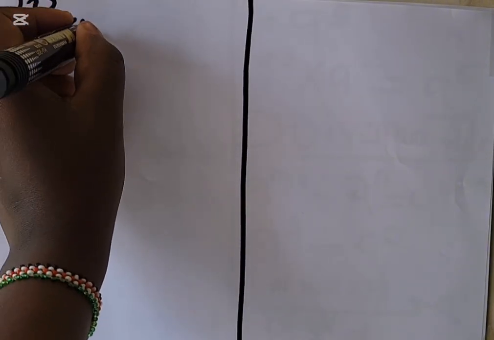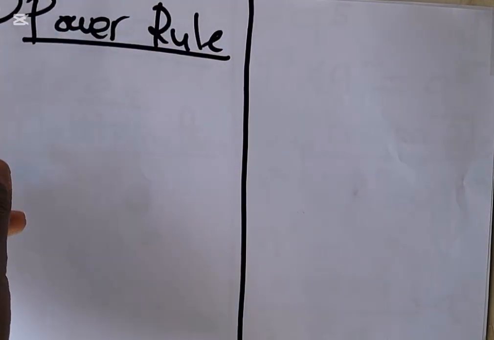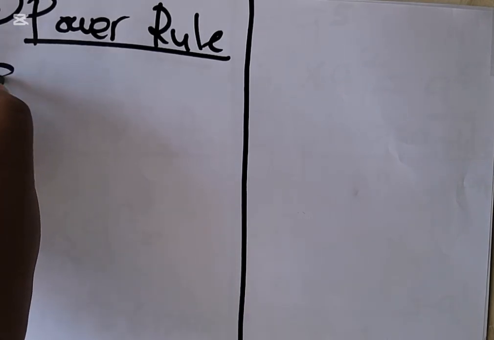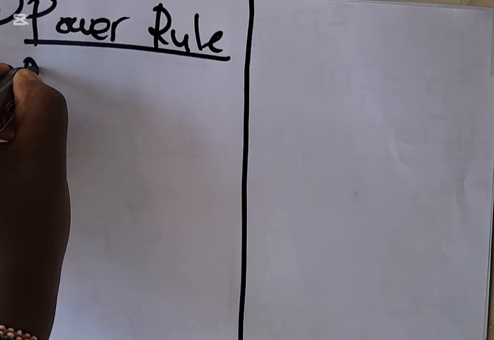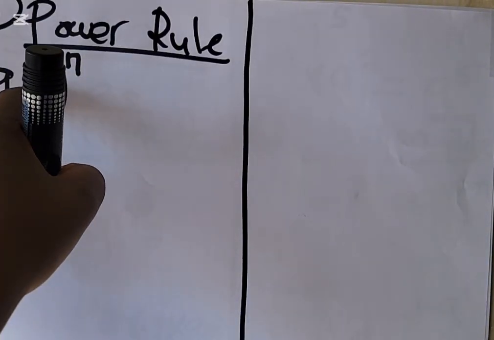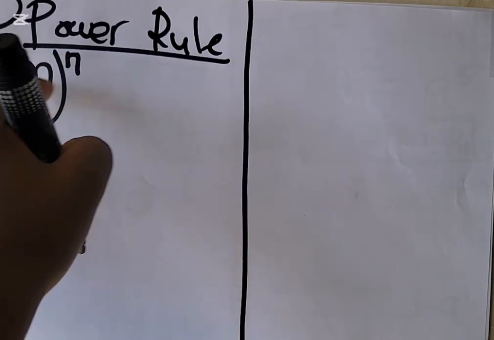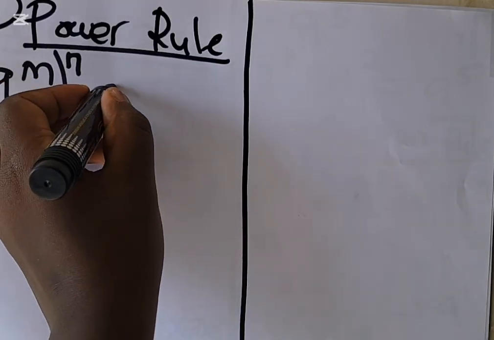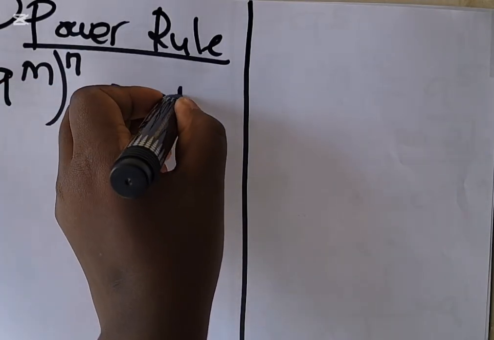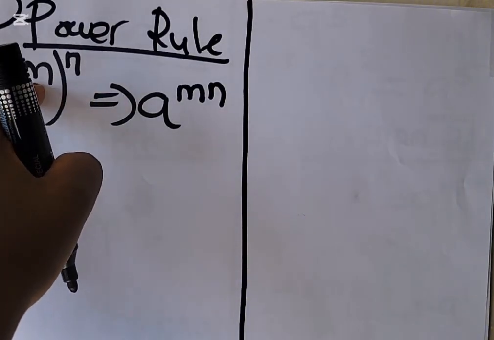Now, rule number 3, we have the power rule. For example, if we have A to the power M, raised to power N, this is a power, and N is also a power for this. So this becomes A to the power MN. You simply multiply the powers.